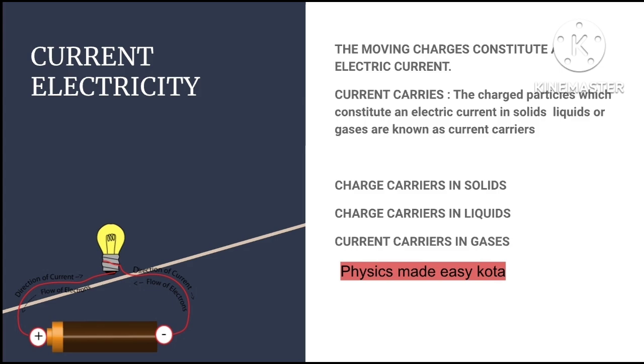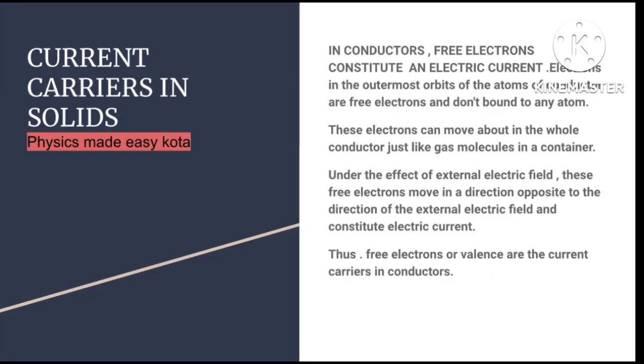Electric current can take place in solids, liquids and gases, that is, there is a passage of current through all these different states of matter, and this passage is only possible due to the current carriers. These current carriers exist in solids, and also in liquids and gases.